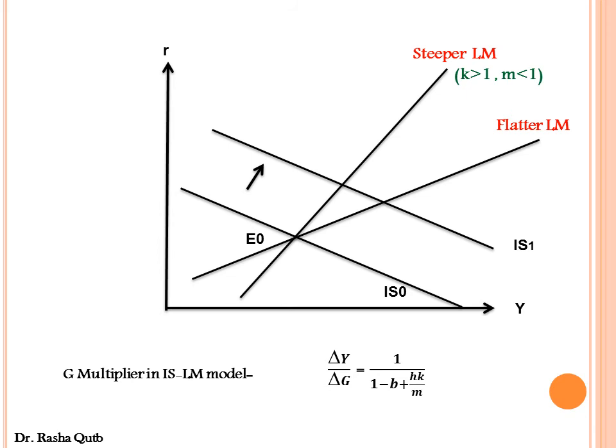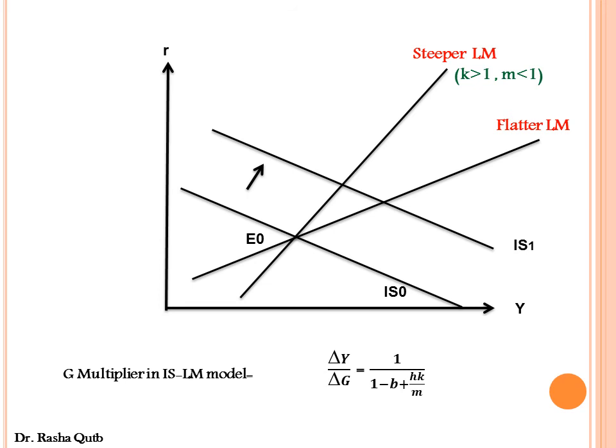So when money demand is more sensitive to any change in income, the value of K is high, and when money demand is less sensitive to interest rate, the value of M is low. In this case, the LM gets steeper, and fiscal policy tends to have a less effective impact on economic activity because the crowding out effect in this case would be high.